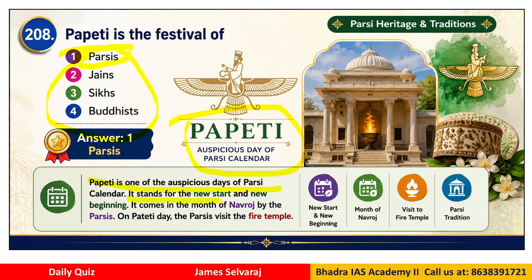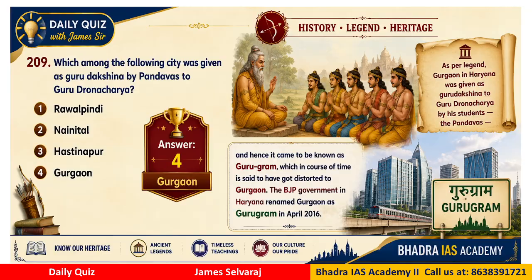It stands for a new start and a new beginning. It comes in the month of Nowruz for the Parsis. On Papeti day, the Parsis visit the fire temple. So keep this basic information in mind while preparing for your exam. These one-word type of questions are asked in some smaller level exams, which are very common in the exam pattern.